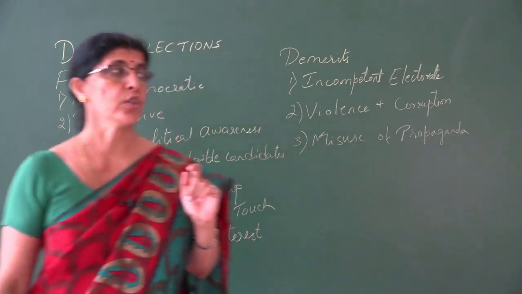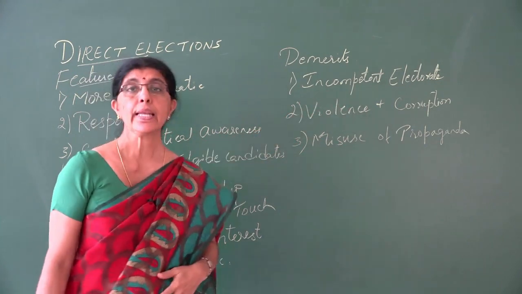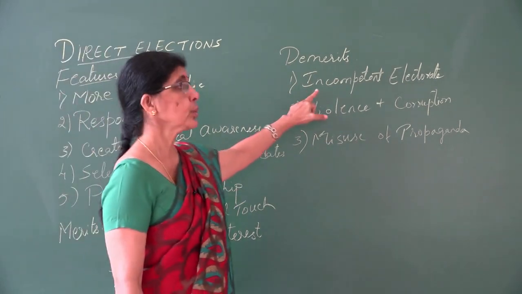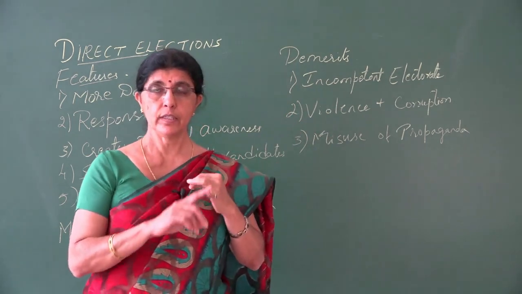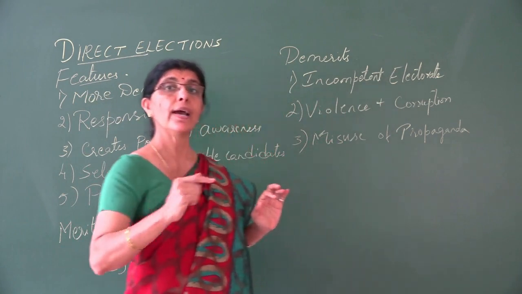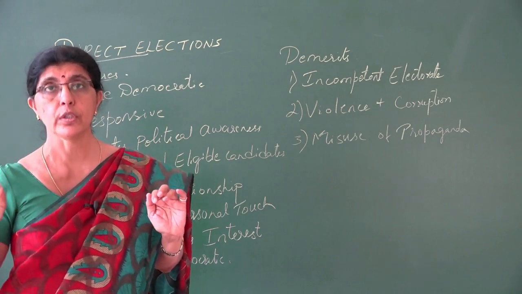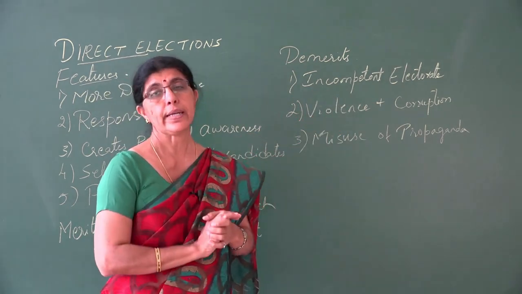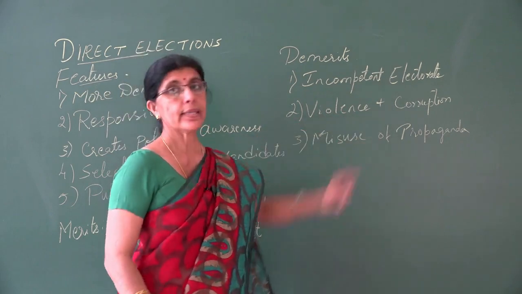Now we come to the next topic, that is demerits of direct elections. Incompetent electorate. Usually in direct elections, the voter chooses his representative. If the voter himself is an incompetent electorate, then we will also choose incompetent rulers, leaders, and representatives. So an incompetent electorate in direct elections is a drawback to the nation. Violence and corruption.